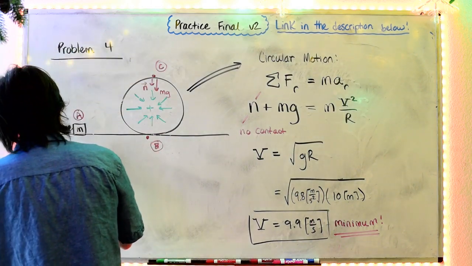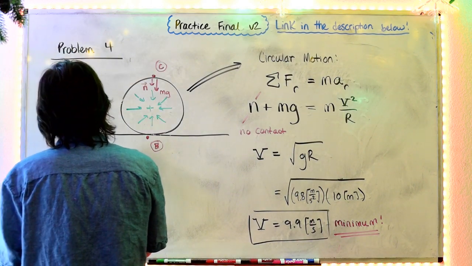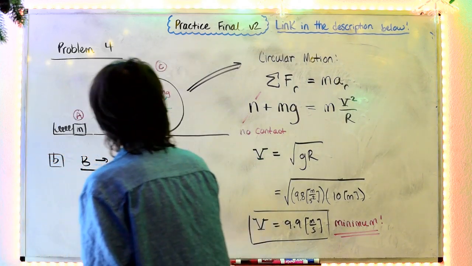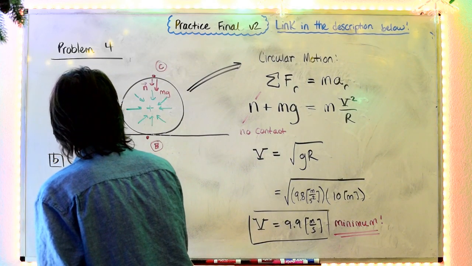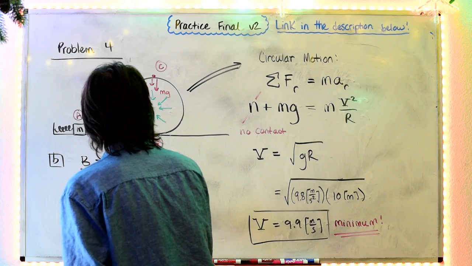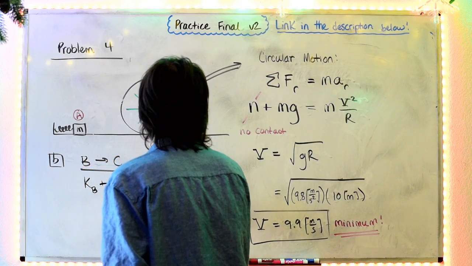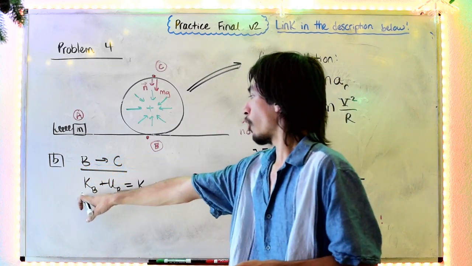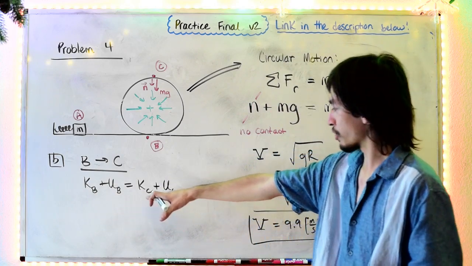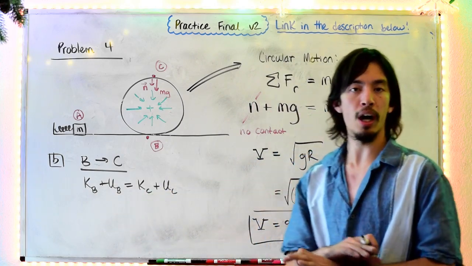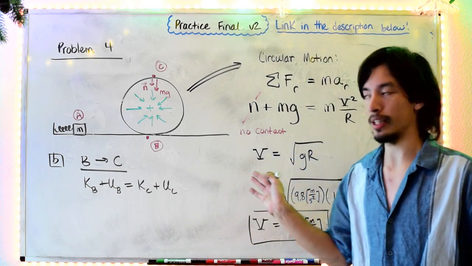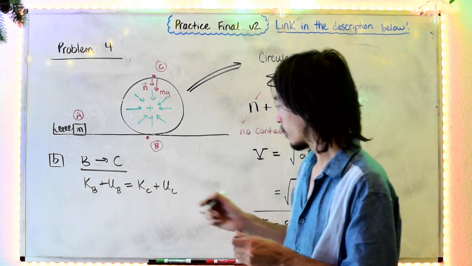So, from B to C, I'm going to write KB plus UB equals KC plus UC. Total energy initial equals total energy final. There's no non-conservative work to consider. So, go through this.